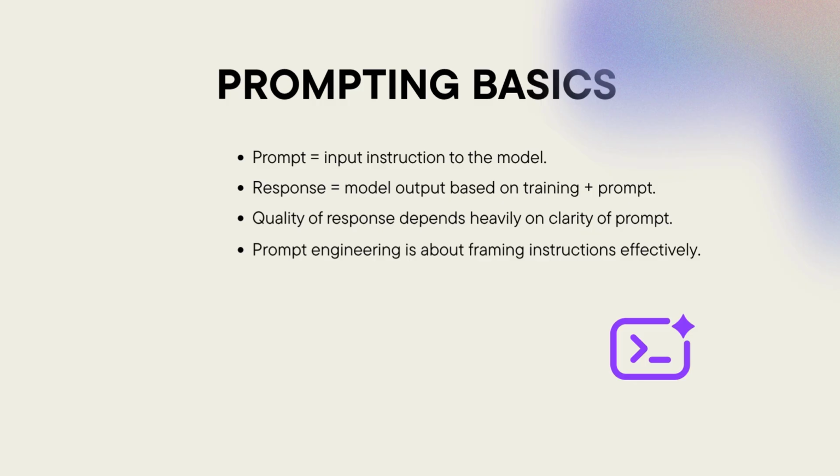Next is prompting. A prompt is simply the input instruction you give to the model. The response is what the model generates in return. The trick is that the way you phrase your prompt heavily influences the quality of the response. For example, if you ask, summarize this report, you may get a generic summary. But if you specify, summarize this report in 3 bullet points for a manager, you'll get a more targeted output. Prompt engineering has become an entire discipline. It's about designing prompts to guide the model effectively.